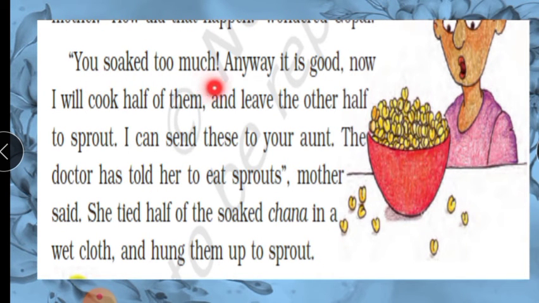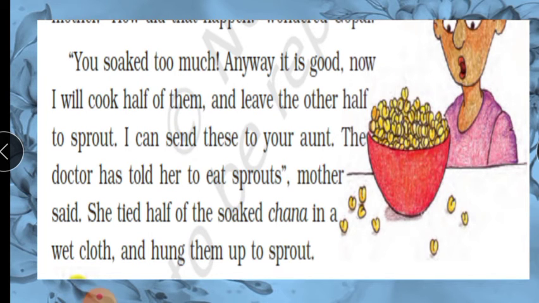"You soaked too much. Anyways, it is good. Now I will cook half of them and leave the other half to sprout. I can send these to your aunt. The doctor has told her to eat sprouts," Mother said. She tied half of the soaked chana in a wet cloth and hung them up to sprout. Now, mother has decided to divide those chana into two parts. One she will cook and the other she will leave for sprouting.